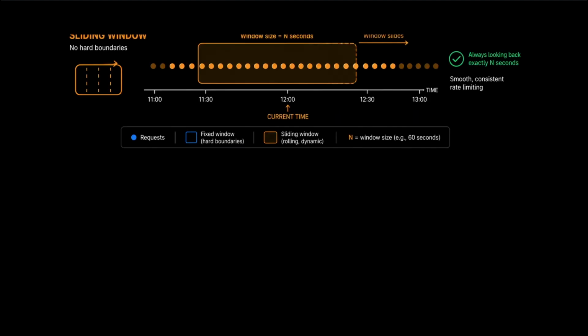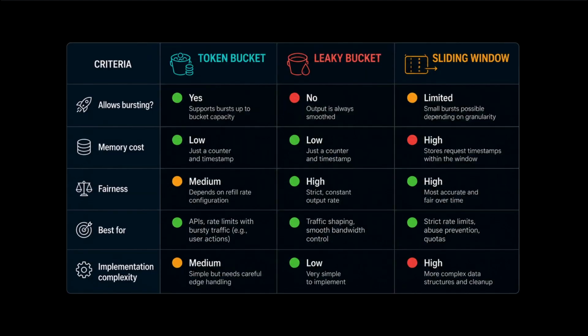Let's put them side by side because at this point, if you are a bit overwhelmed, that's okay. They really do look similar, and the difference is in the details. Token bucket allows bursting, is memory efficient, and is great for APIs where you want to be flexible with clients. Leaky bucket has no bursting and a constant output rate, perfect when a downstream system needs smooth and predictable load. And think of queues and payment systems.